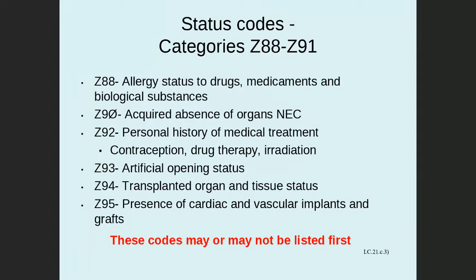Here's some more status codes. There are lots of them. Allergy status, Z88, very important to have that noted. Z90, acquired absence of organs, that tells the whole story. You know, they had a malignancy and now they have had a specific organ excised. Personal history of medical treatment, contraception, drug therapy, or radiation, for example. Artificial opening status, transplanted organ and tissue status, that they had a heart transplant, and also Z95, presence of cardiac and vascular implants and grafts. Depending on the circumstances, they can be listed first, but it will depend.